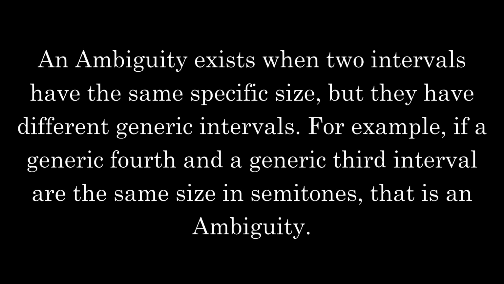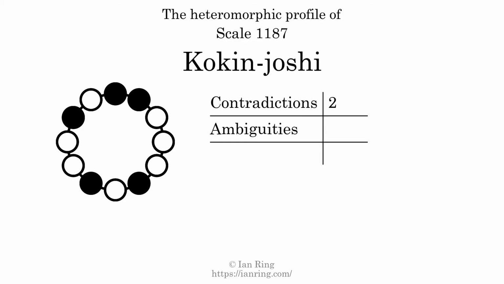An ambiguity exists when 2 intervals have the same specific size, but they have different generic intervals. For example, if a generic fourth and a generic third interval are the same size in semitones, that is an ambiguity. The number of ambiguities in this scale is 3.